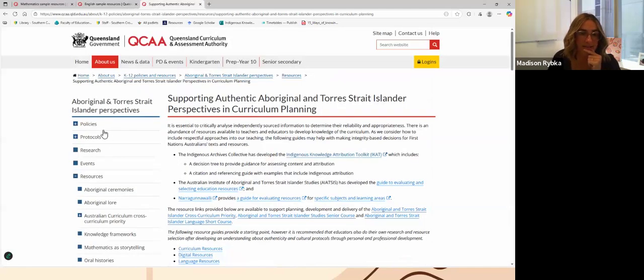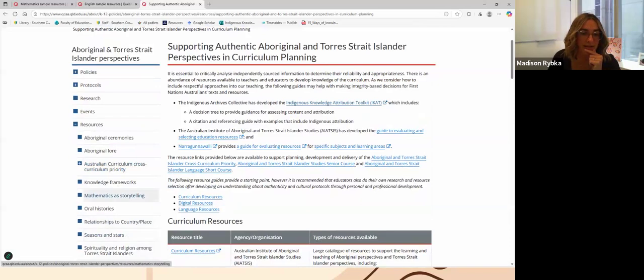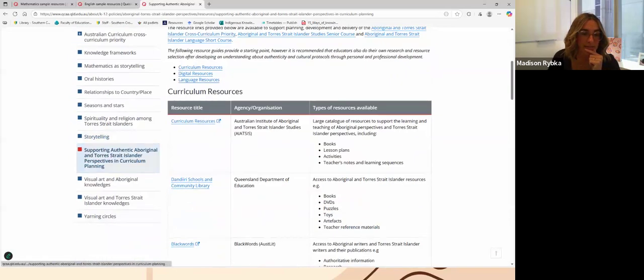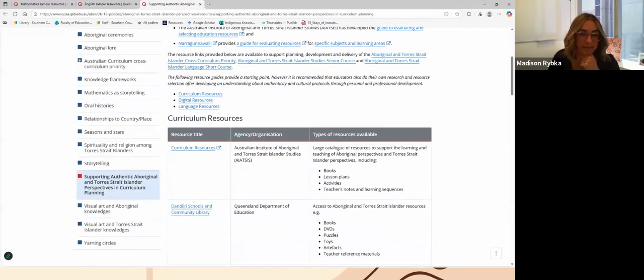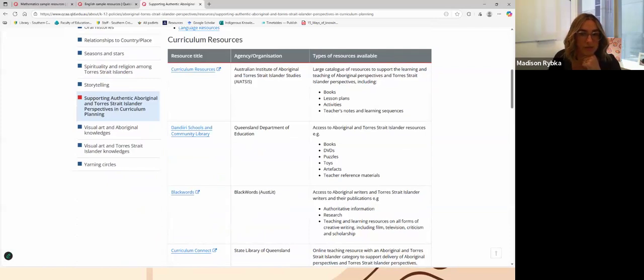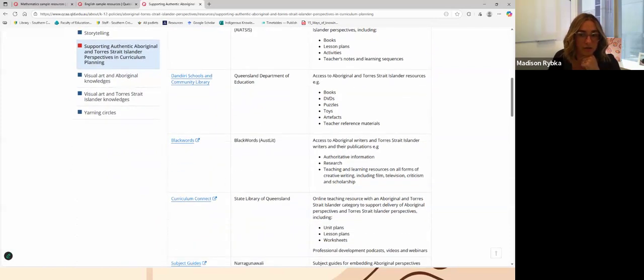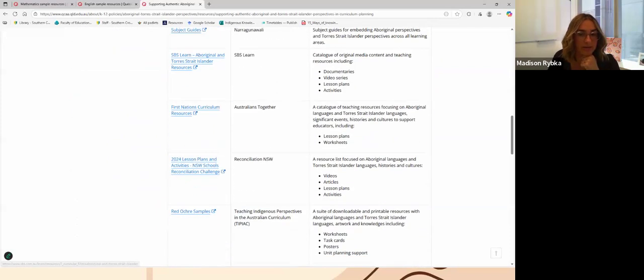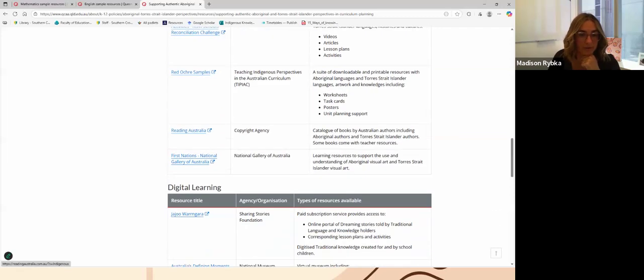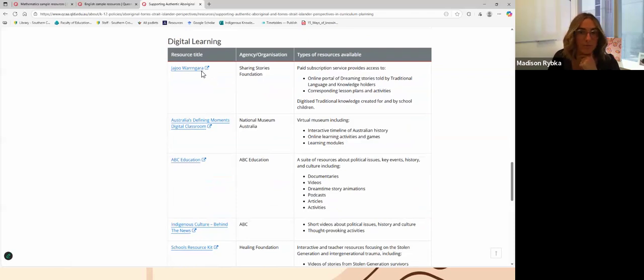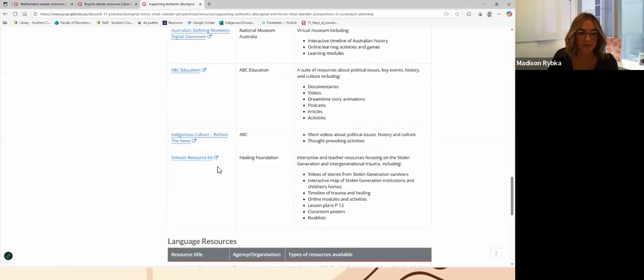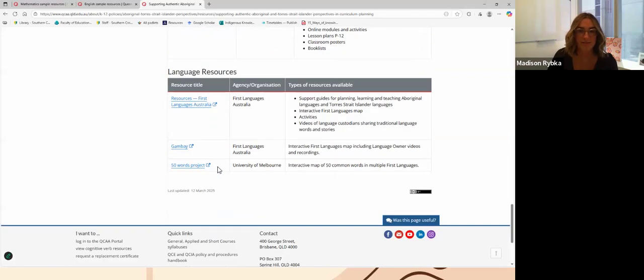And then here again, this is all down the side: mathematics, seasons, storytelling. Here it just gives you supporting authentic Aboriginal and Torres Strait Islander perspectives in your curriculum planning. And then it gives you some resources and places to go to support you as well. So whenever you have time, go through, have a little click. Digital learnings. I believe someone popped this on the discussion board, which was very lovely. So all different types of resources out there.